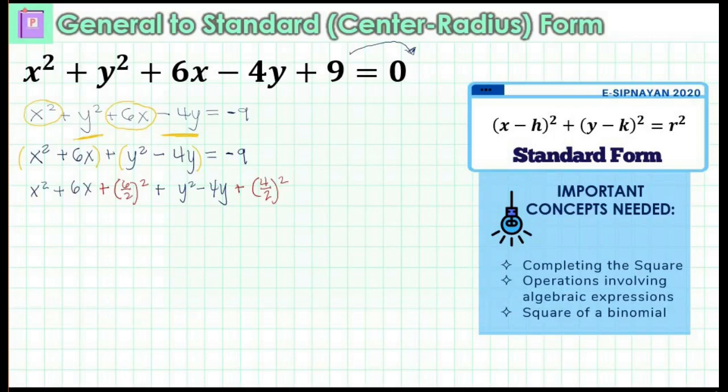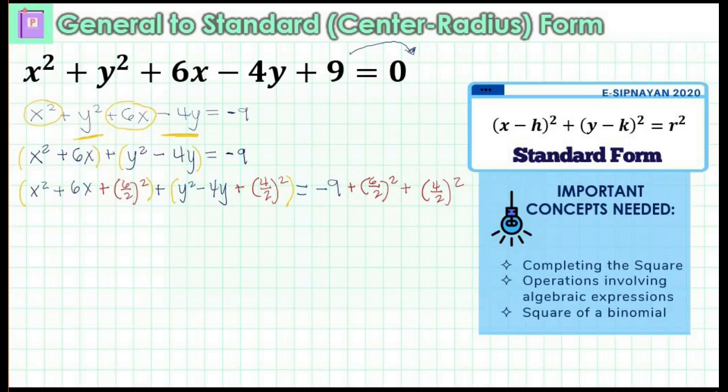to the right hand side of the equation, and of course whatever we add to the left side, we also add to the right side. So that will now be negative 9 plus what we first added, 6 over 2 squared, and then the second term we added, 4 over 2 squared. Moving on, let's now simplify, but before that, do not forget to group again the terms with the same variables, the x's and the y's.